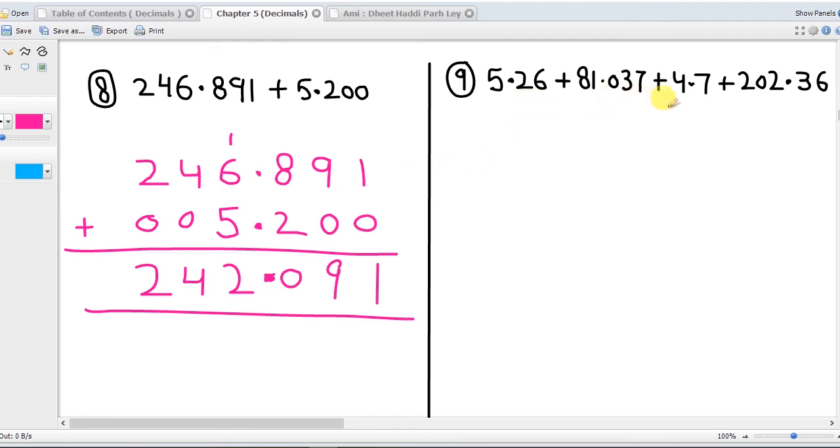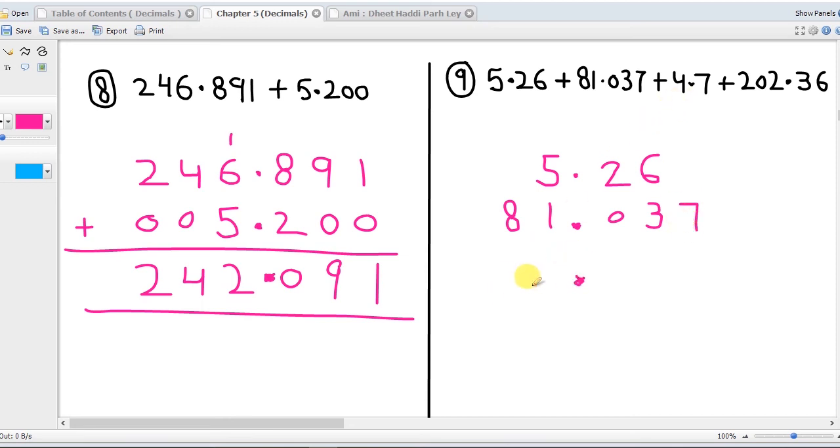So now we are adding 4 numbers at the same time. This is not hard but a little lengthy. So just first write all these numbers in order. This is 5.26. The next number is 81.037. So just write the decimal point. This will help you to allocate the remaining numbers at the right position. So this is 81.037, and the next number is 4.7.